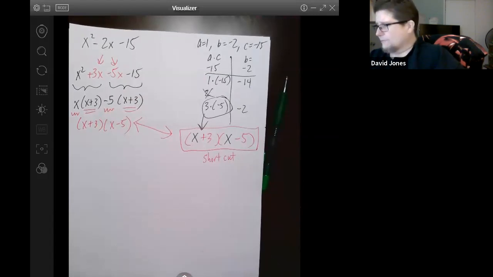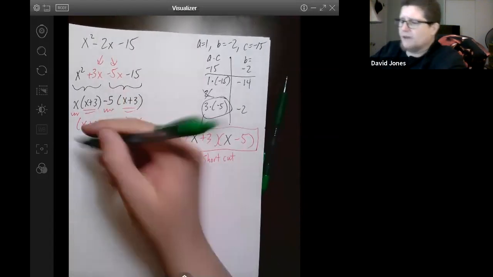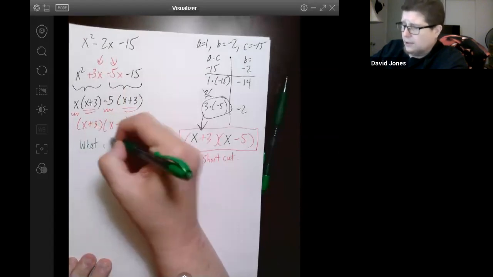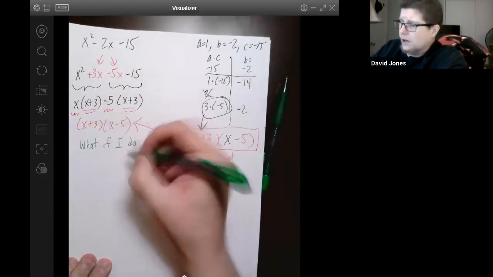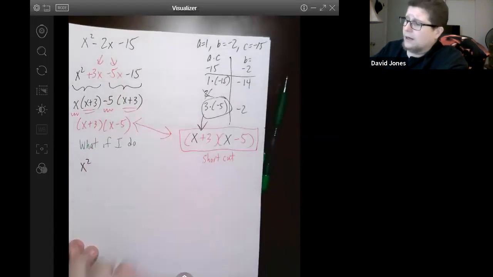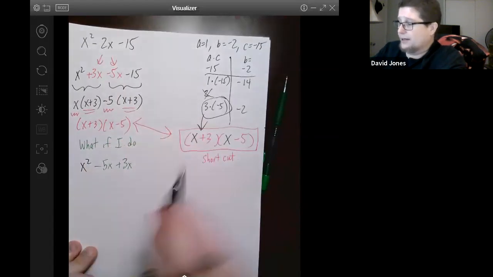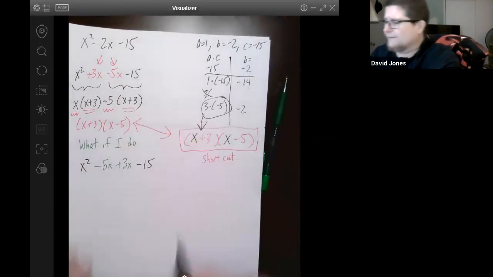Now, something I didn't answer, and you might have had a question. At some point in last semester, this is where students ask a question. What if I put the -5 first? What if I do x squared, then -5x plus 3x? Does that change it? What if I put the -5 before the 3?